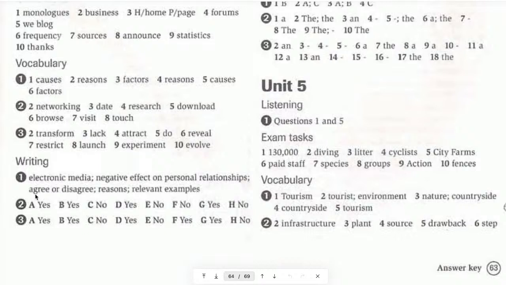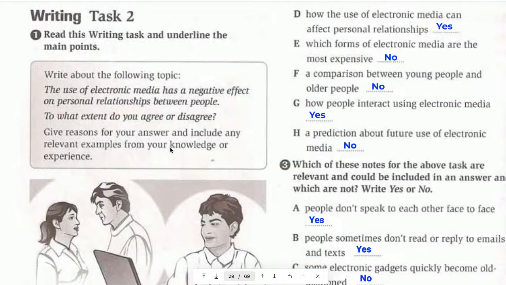Agree or disagree? That means you have to answer that. Do you agree or disagree? Okay? Reasons and relevant examples. Those are very important. Why are they important? Because you definitely have to give reasons for your answers. You can't just write something and not explain anything. If you don't give reasons why you say that, you will get a low point. And they also ask you to include any relevant examples, so that means you have to give examples in your writing task. Okay? So remember that.